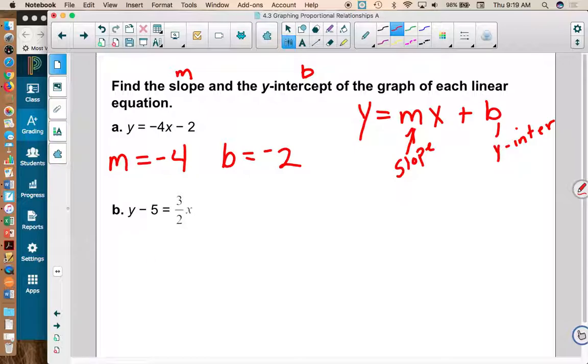We're gonna go ahead, did you guys go ahead and find it for b here? So, what is the m in b? Cadence? 3 halves, okay, I agree with that. And what does b? What is b in this one? Molly? 5. How did you know that, Molly?